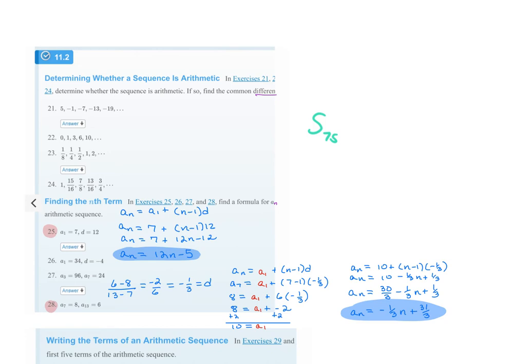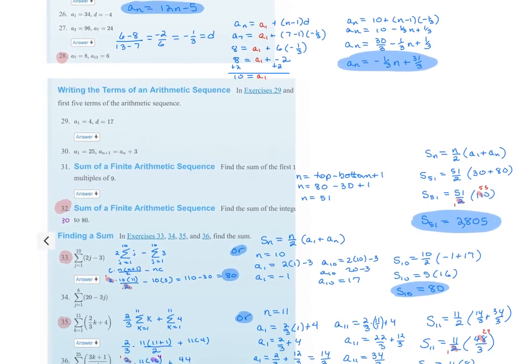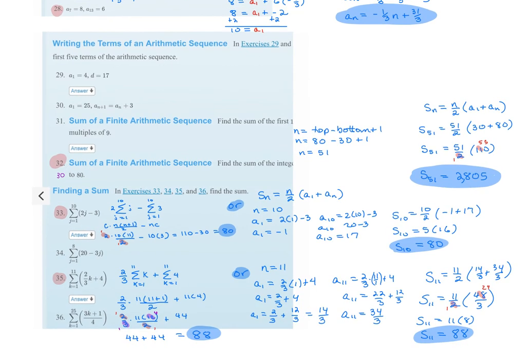You've got to pay attention to whether it is arithmetic. It will either tell you, like these do, that it's arithmetic, or it will actually give you the first 4 terms and you have to determine if it's arithmetic or geometric and then find the sum. So just pay attention to that stuff. How about 32, 33, 35? Any questions on those? Yeah.